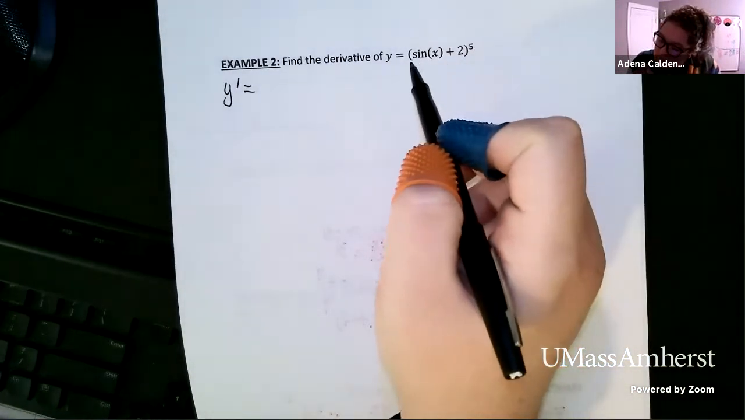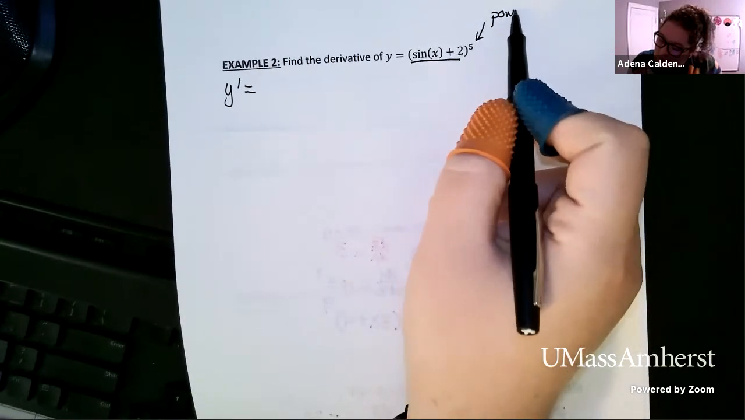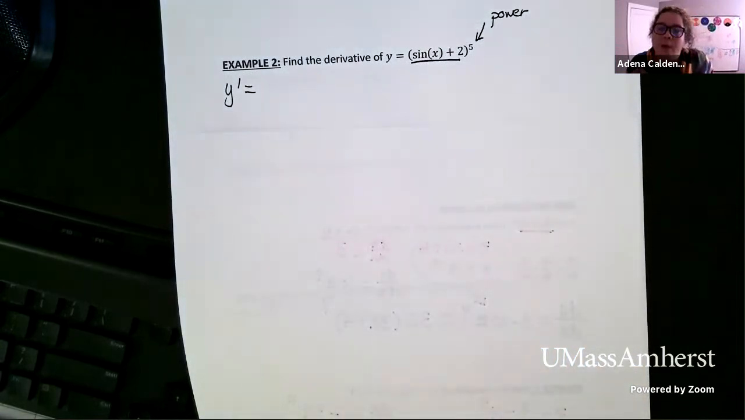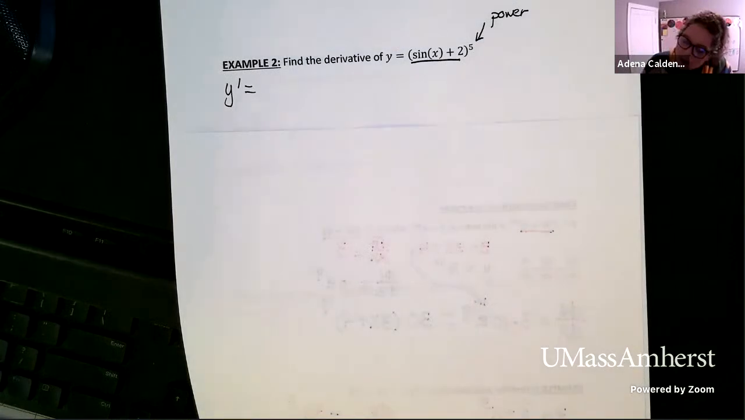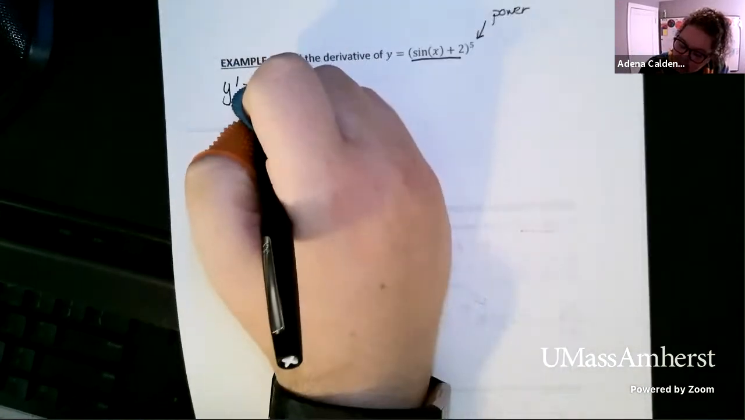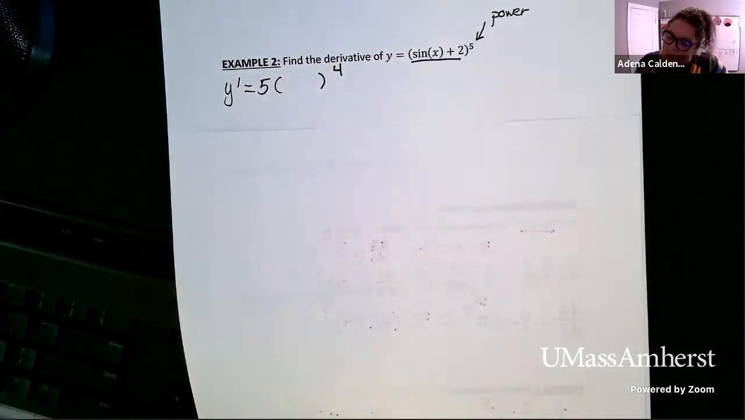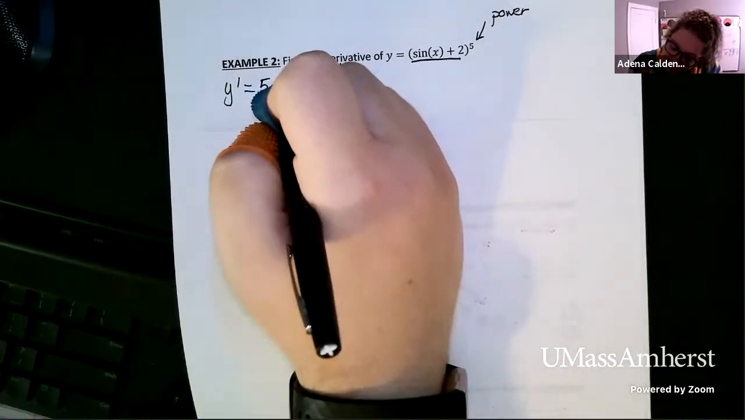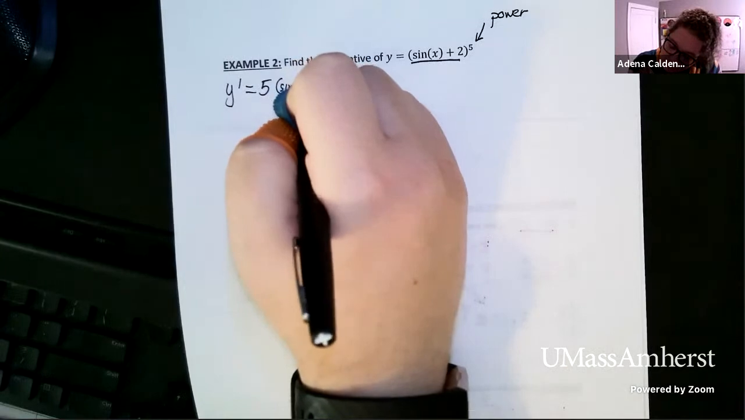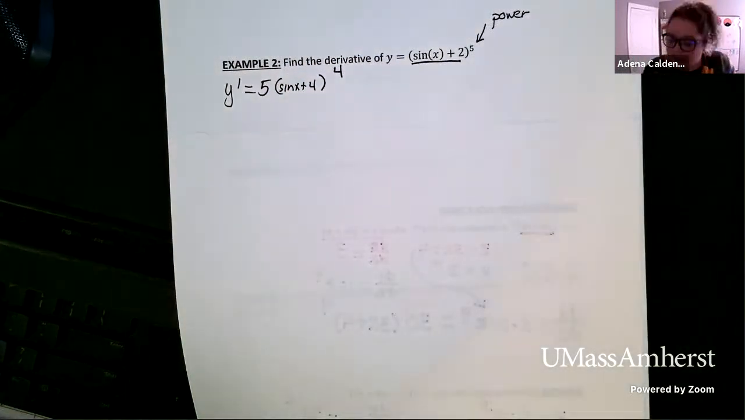So first, again, I notice I have something raised to a power. And that tells me, okay, this is a chain rule, which has the structure of a power function. So now I'm going to treat this like a power function. For a power function, the power comes down and I subtract 1 from the power. So 5x to the 4th, but instead of x, everything inside stays the same. Okay, so that's the outside structure of the power function.